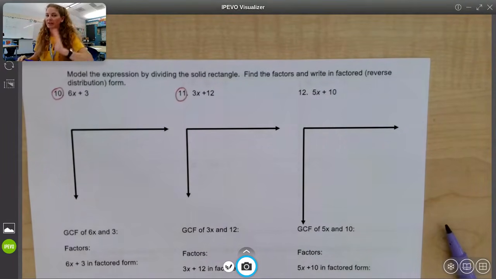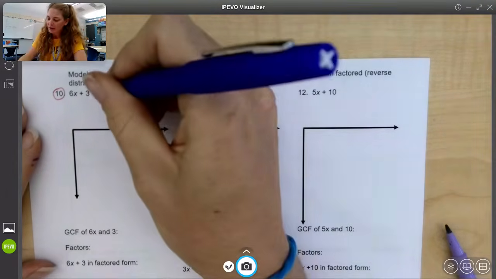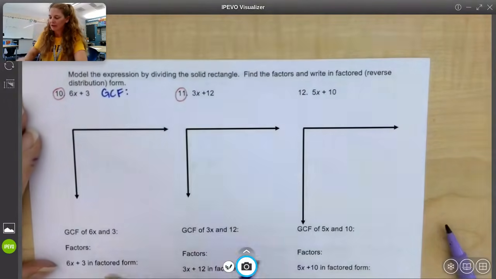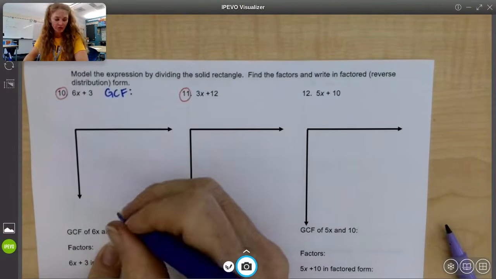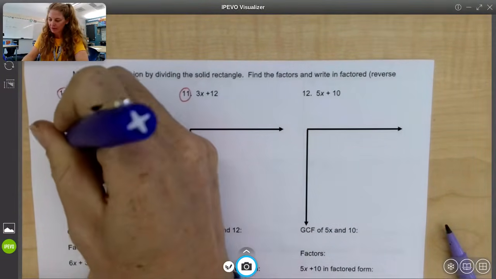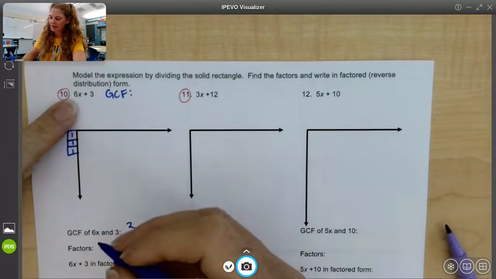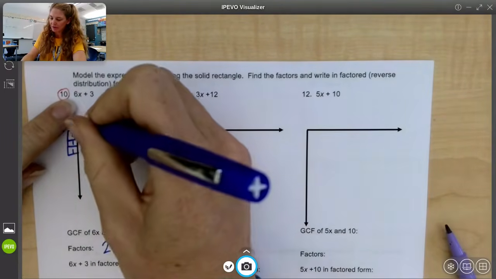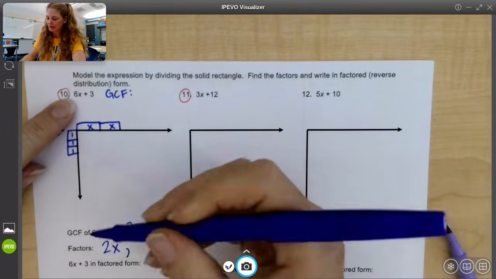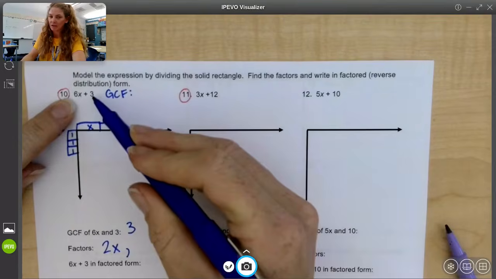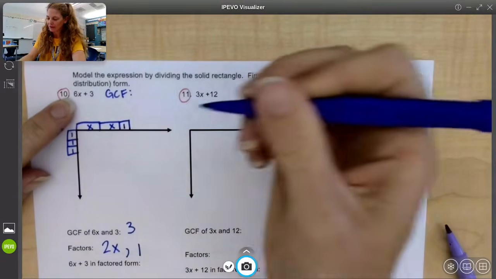The directions are model the expression by dividing the solid rectangle, find the factors and write in factored form, reverse distribution form. And I always want to be thinking about what our GCF is, and we wrote it right down here. So our GCF of 6x and 3 of all the terms is 3. So we know we're going to have 3 singles over here. And then 3 times what gets you 6x? 3 times 2x. So we're going to have 2 x's up here. And then 3 times what is going to get me 3? That's right, that's 1. So we're going to have 1 here.